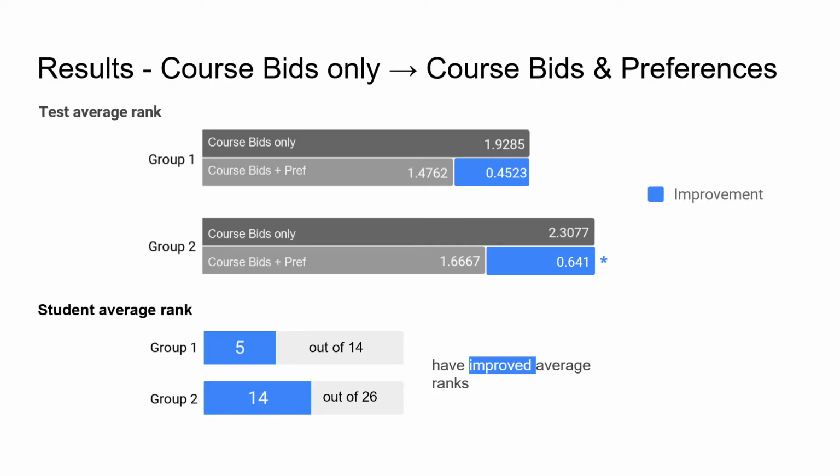Results. Comparing course bids only to course bids with preferences, we see improvements in test average rank for both Group 1 and Group 2. This improvement is more significant for Group 2, where students were informed that their preferences mattered. Accordingly, 36% of students in Group 1 and 54% of students in Group 2 experienced improvement in average ranks.